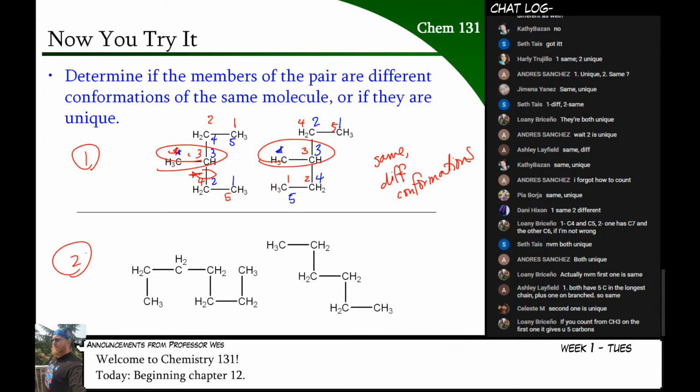How about this one down here? So we'll number them left to right. 1, 2, 3, 4, 5, 6, 7. And the number here we'll number left to right. Uh-oh, we ran out of carbons. So this one we got 7. This one we got to 6. They must be unique.